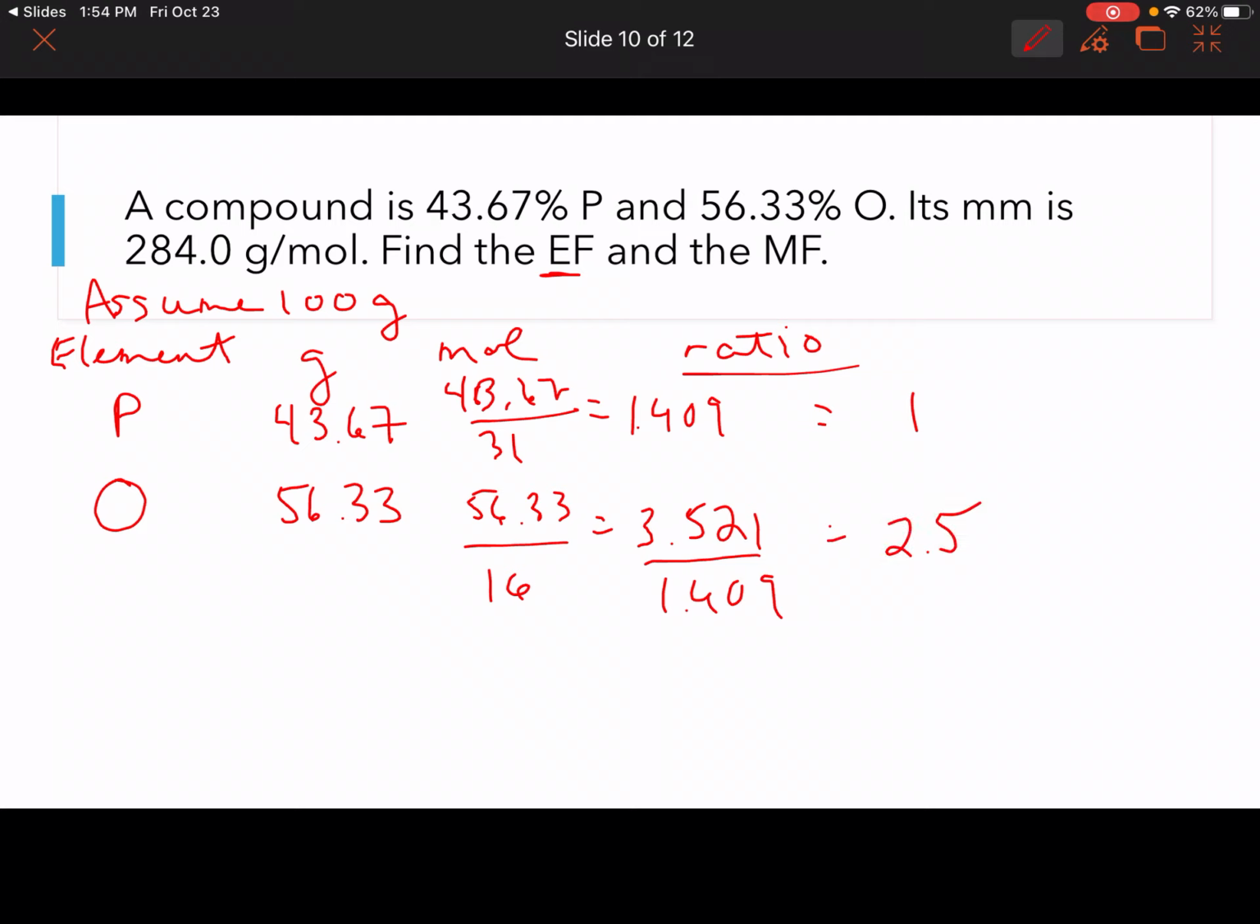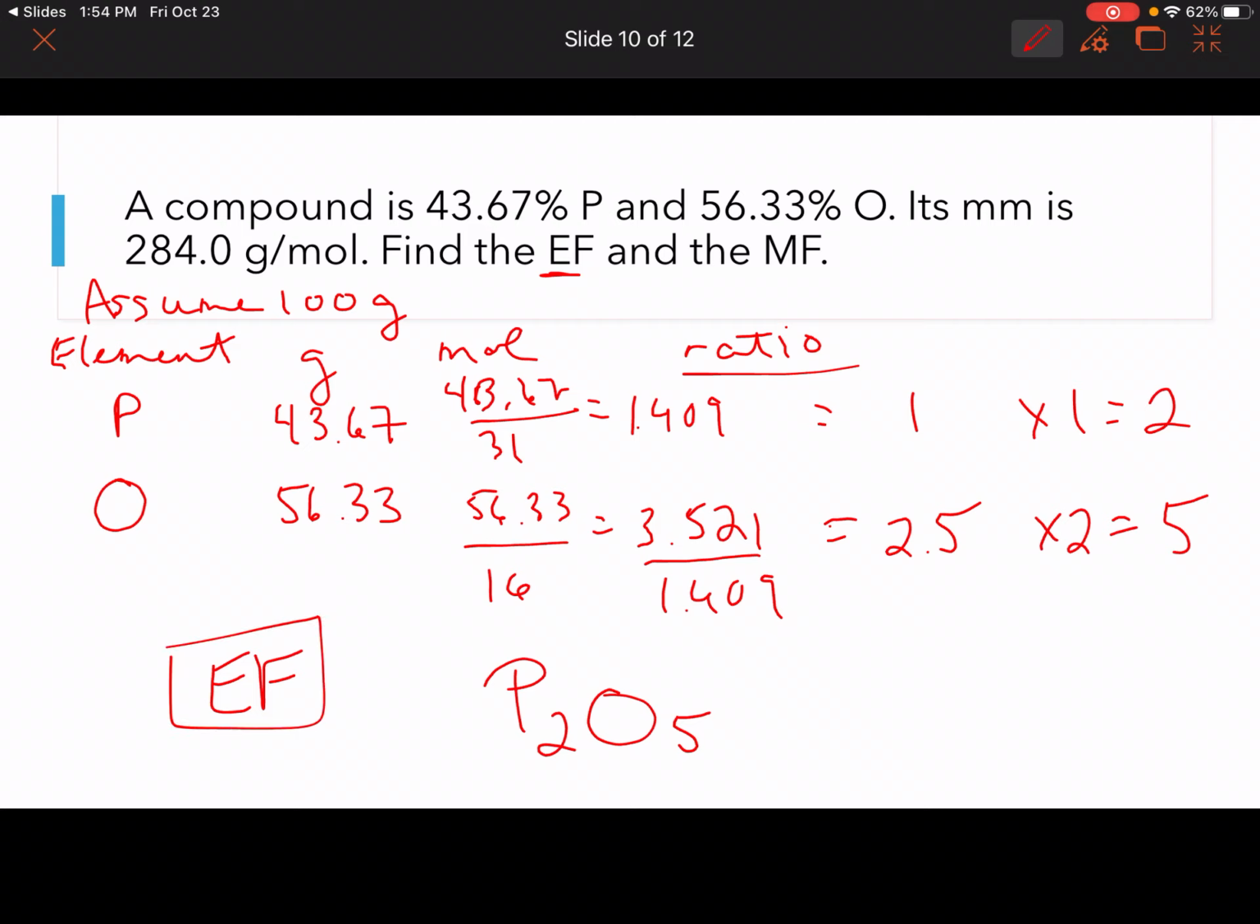So this is a problem here, okay? We can't have 2.5 in our formula. So when something like this happens, what you need to do is multiply it to get to whole numbers, right? So if I multiply this by 2, I get to 5. But what I do to one thing, I have to do to the other. So now I've got a ratio of 2 to 5. So this compound, the empirical formula is P2O5. Okay, so this would be my empirical formula.